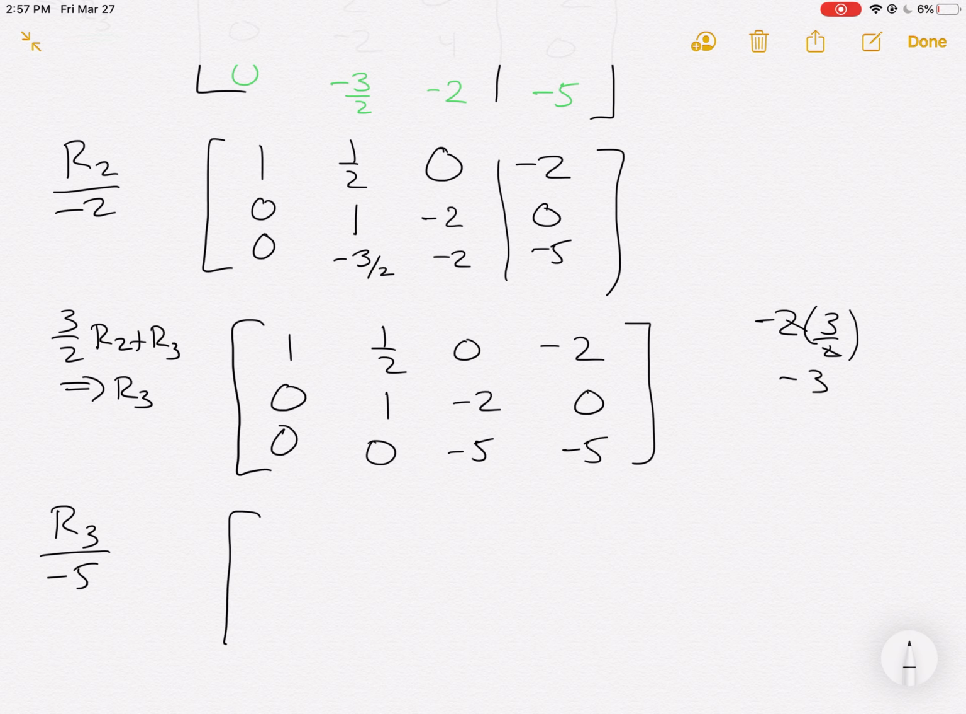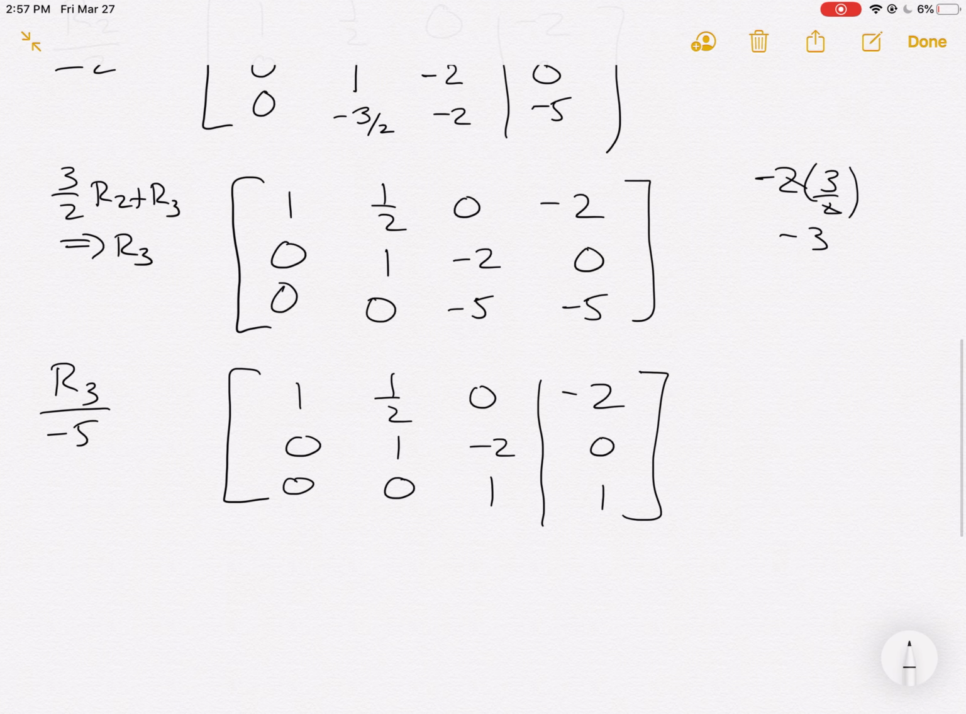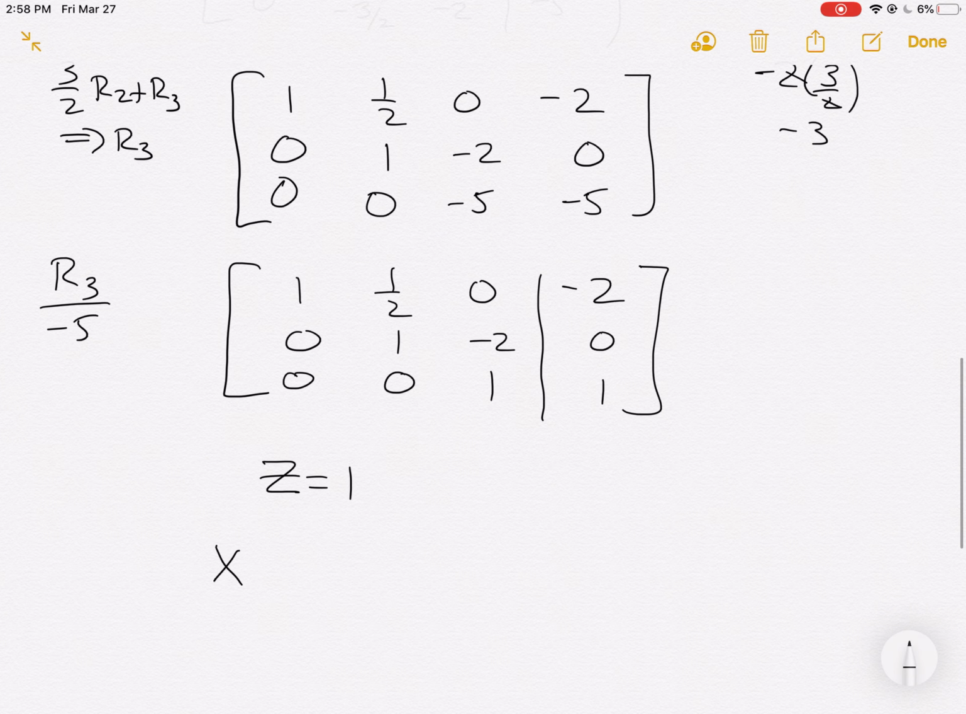When we do that, the top row stays the same, the middle row stays the same, and the last row is divided by negative 5. And so we get that. Now we can start to read our answers, right? So let's see what those are. It's looking like z should be equal to 1. Awesome. Y minus 2z needs to be equal to 0.